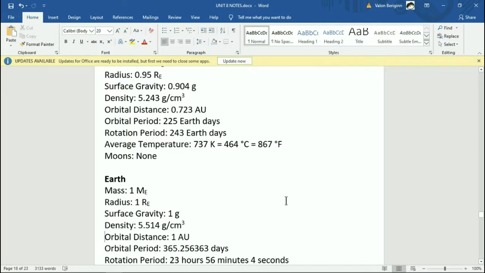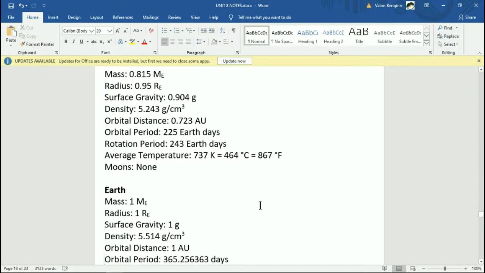And then we have orbital distance, 1 AU. Here's your orbital period, 365.256, this keeps going, but this is the whole thing about why we have leap years. So the rule for leap years, what is it?